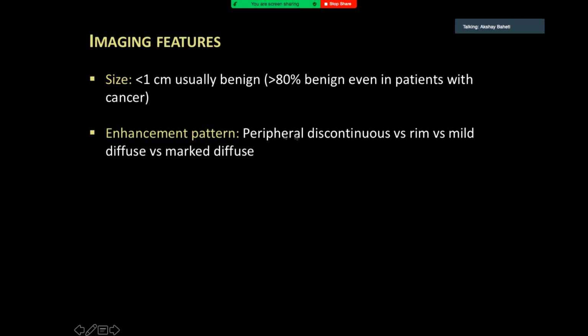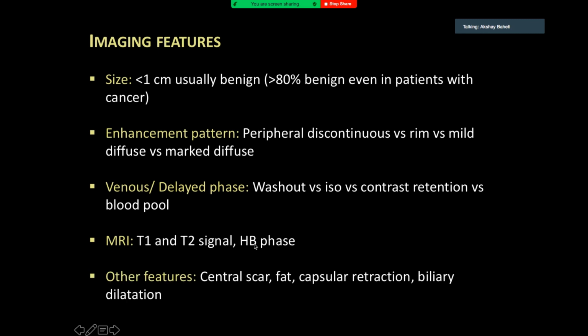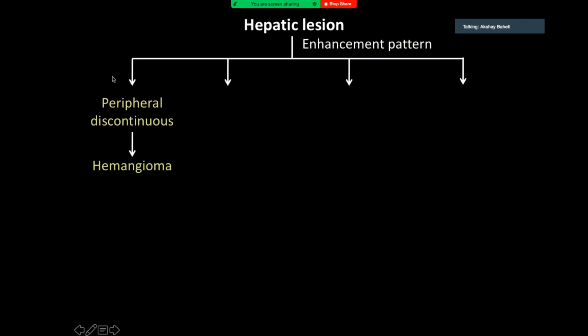Okay, you'll have to look at the enhancement pattern. So I generally call it like the classic hemangioma pattern, rim enhancement, mild diffuse, marked diffuse. So these are the 4 patterns. And then you look at the delayed phase to look for washout or filling in or whatever. And hepatobiliary phase sometimes helps. And then some other features: you look for scar, retraction, biliary dilation, fat, etc. So if it's peripheral discontinuous enhancement, there's only one differential. It's hemangioma. That's it. So that's the straightforward one.